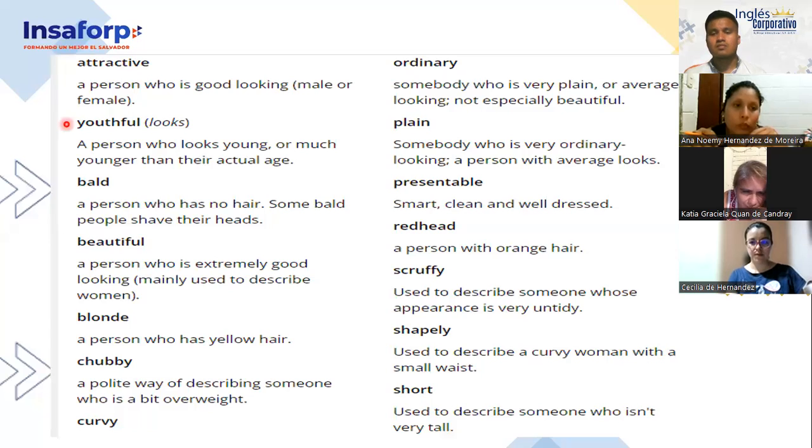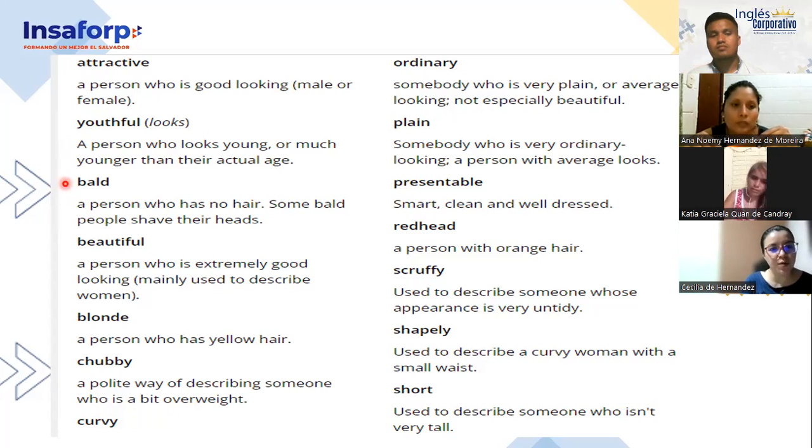Youthful. A person who looks young or much younger than their actual age. When we say youthful, it's when someone is not old, but looks young or younger than their actual age. So that's when we're going to use youthful, okay? I hope you're understanding. If at any point you feel that you're not understanding what we're talking about, please ask so we can try to explain, okay? Ceci, go ahead and help me with the next one.